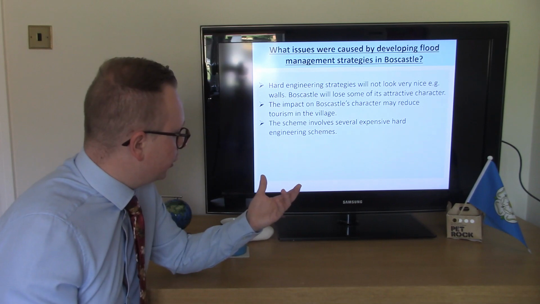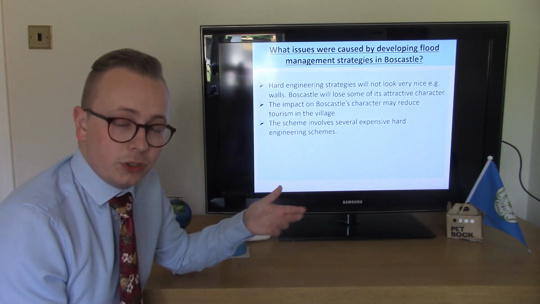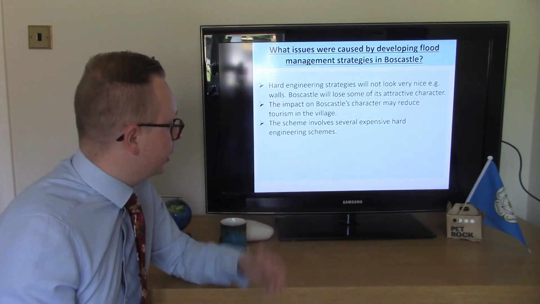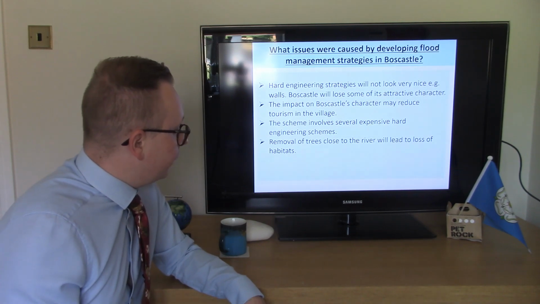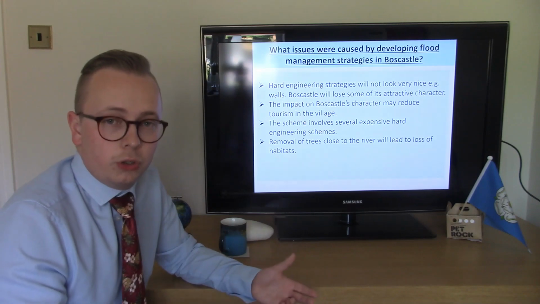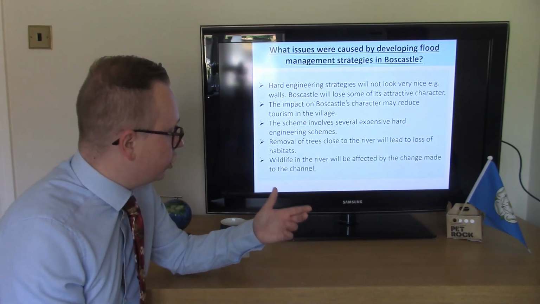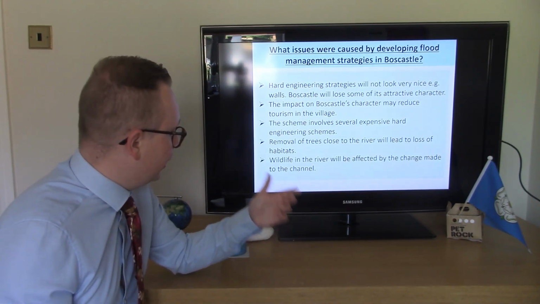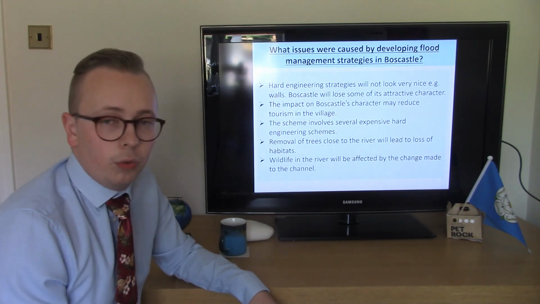A lot of the hard engineering schemes used are very expensive, so there's a high economic cost associated with a scheme like this. And the removal of trees close to the river is actually going to lead to problems with disruption to local habitats, and the same can be said for any of the changes made to the river, the widening of the channel, impacting on wildlife that may be living on the riverbed.